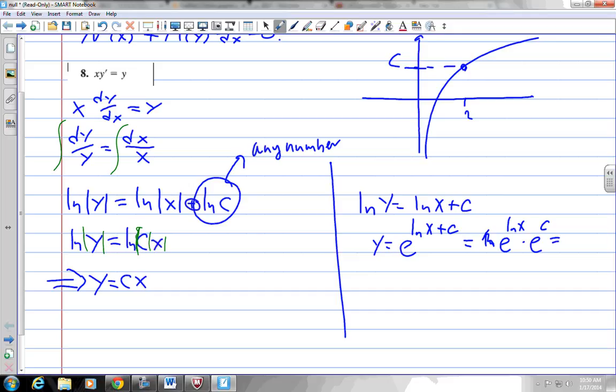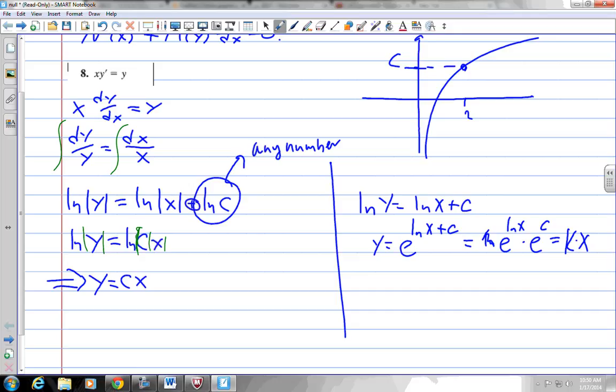So e to the natural log of x, that's x. E to the c is some constant, right? Whatever. So you still get y equals kx. So y equals constant x. But this is kind of a lot quicker. So if you use that, it's okay. If you don't, you'll still get to that point. Might be a little harder. Is that all right?